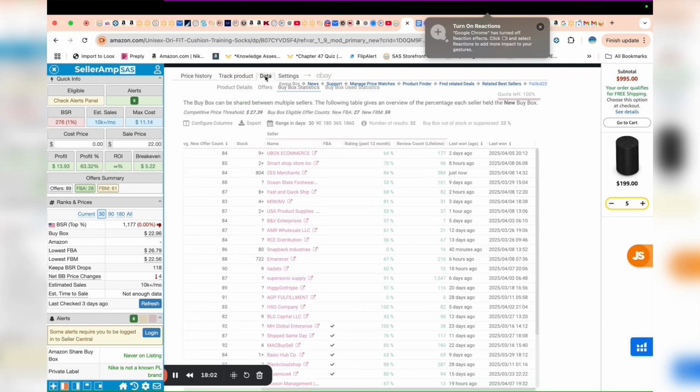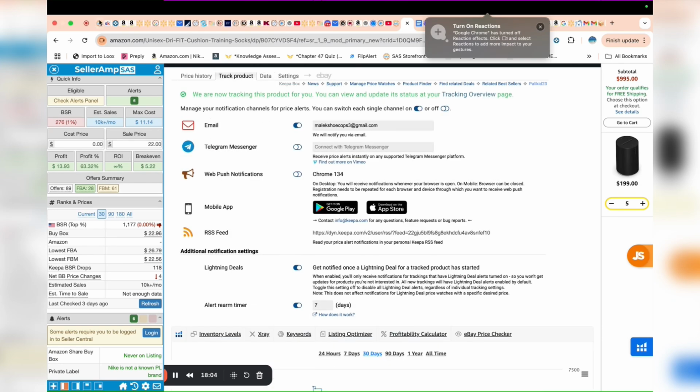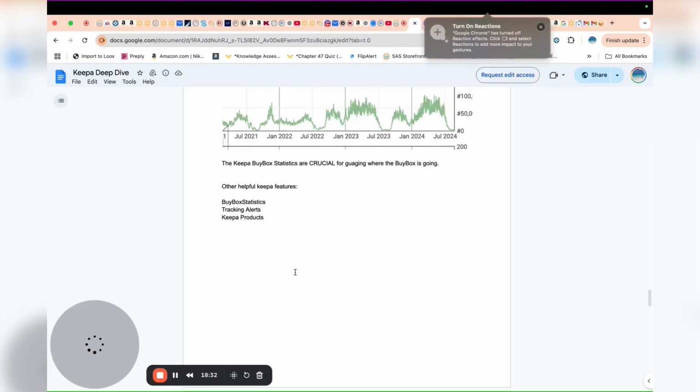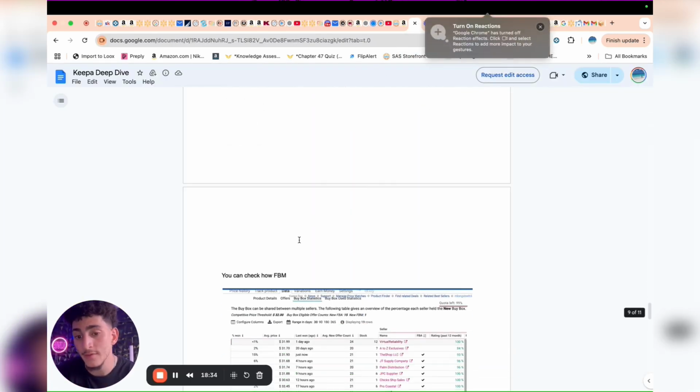Here, I'll refresh this real quick, just to show you guys what that looks like. I can track product, right? If I want the buy box to be, let's say, $29 or more, and I press start tracking, I can get notified every single time on my email saying, hey Hish, this product right here is back at that price again. Go attack it, right? And this is a Nike sock. This is just an example. You could apply this to any and all products. So tracking really helps a lot.